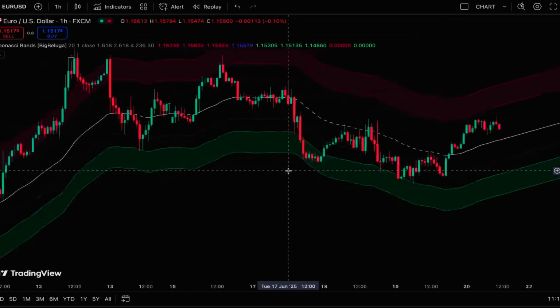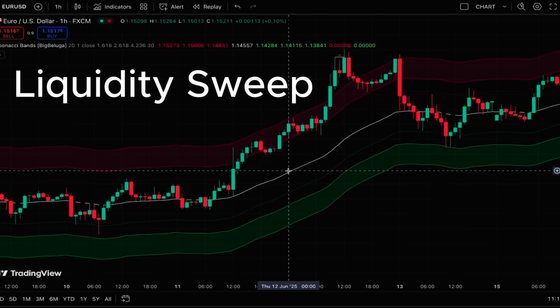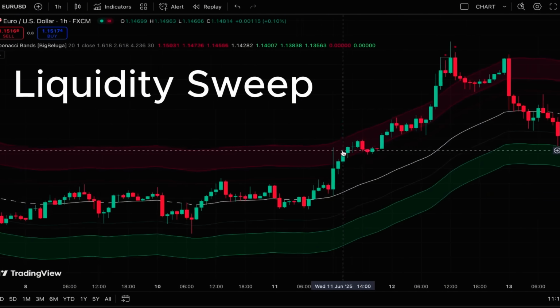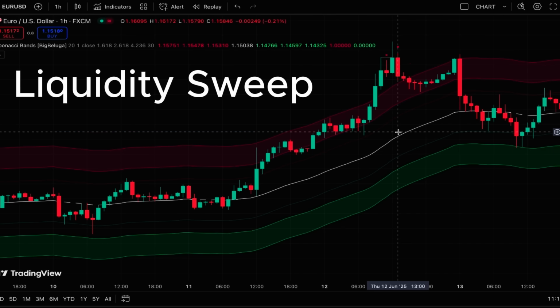Alright, one excellent feature of this indicator is that it shows liquidity sweep, which happens when institutional traders take advantage of a liquidity zone by placing large amounts of orders. Liquidity describes the extent to which an asset can be bought or sold easily and quickly. In other words, it's all about the availability of buy orders or sell orders in a price range.